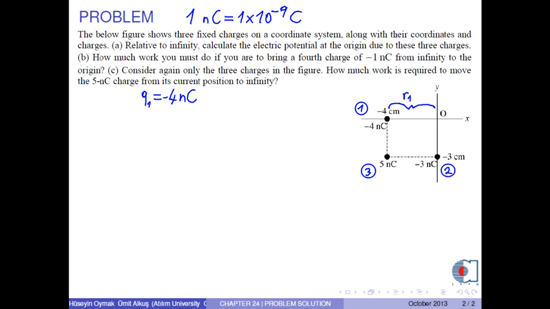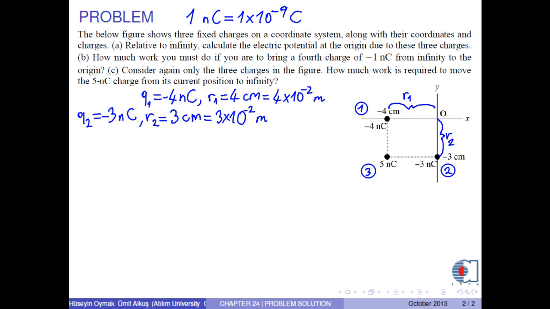The distance between Q1 and the origin is R1, which is 4 centimeters. Q2 is negative 3 nanocoulombs, and the distance between Q2 and the origin is R2, which is 3 centimeters. Finally, Q3 is 5 nanocoulombs, and the distance between Q3 and the origin can be found by the Pythagorean theorem as 5 centimeters.